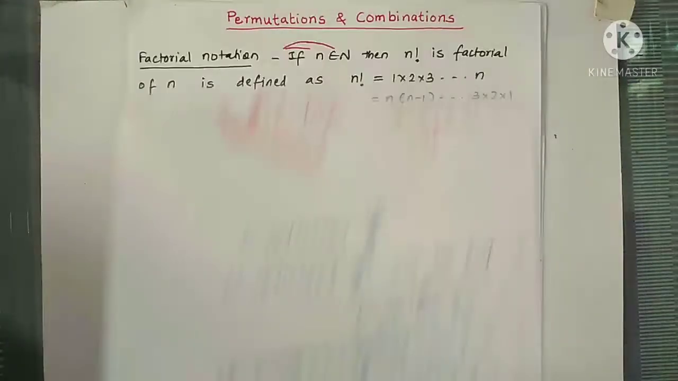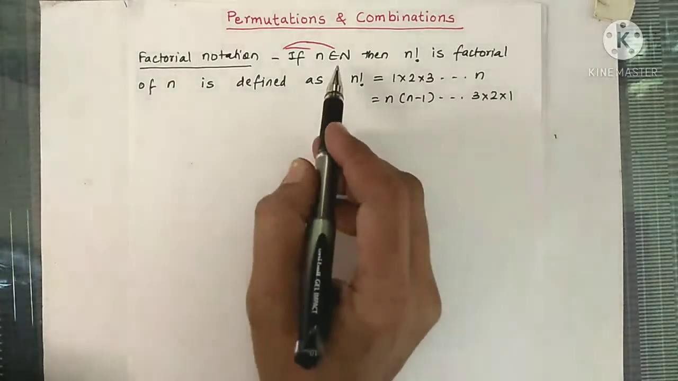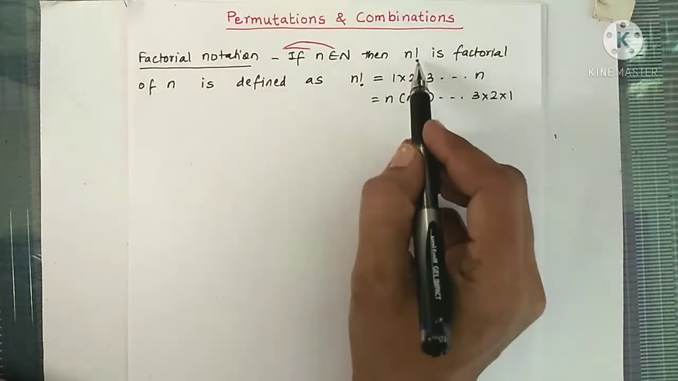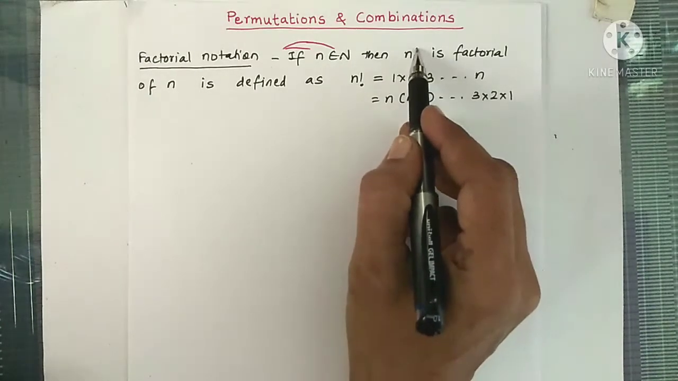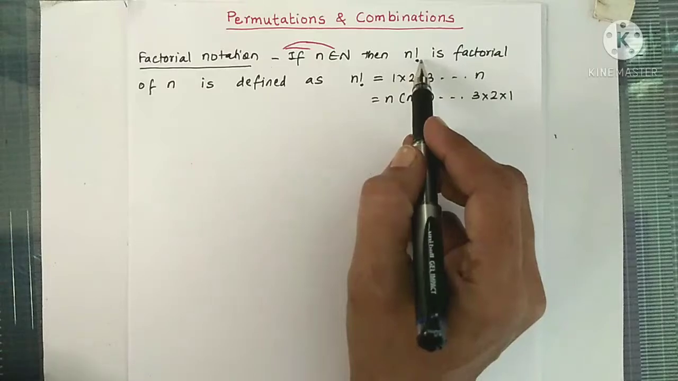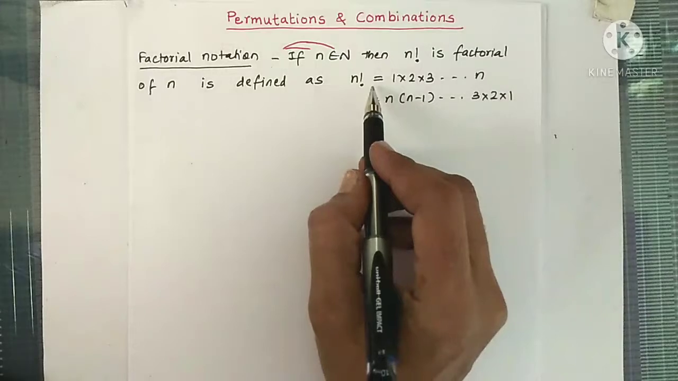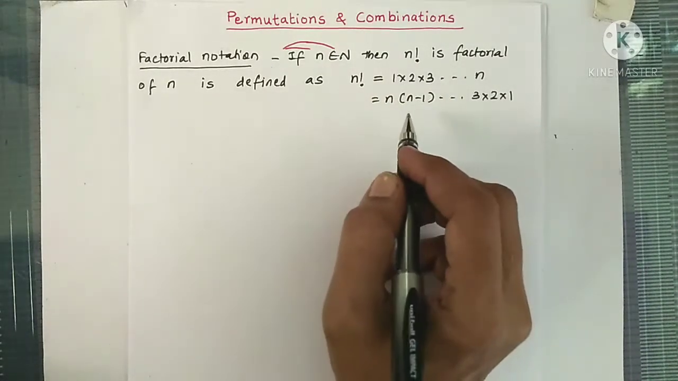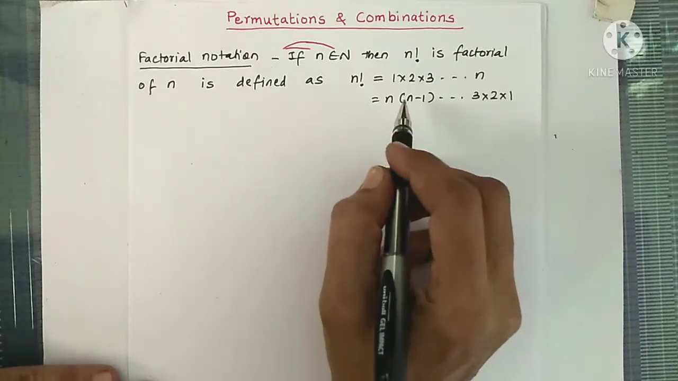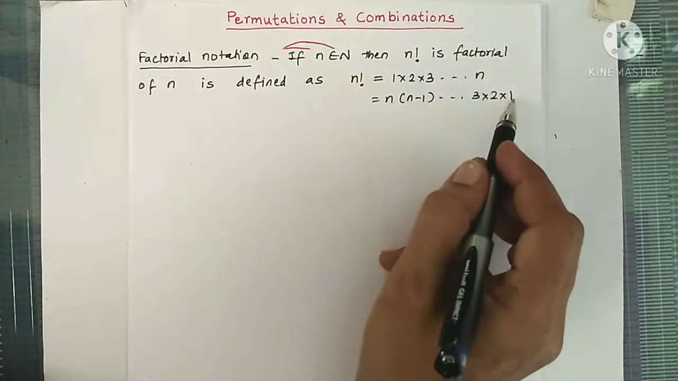So first of all, we are going to study the factorial notation. So what is factorial notation? If n is a natural number, then n with an exclamation mark is known as n factorial. We read this exclamation mark as factorial. n factorial is defined as n factorial equal to 1 into 2 into 3 up to n. First of all, n should be a natural number. Or you can write this backward as n, n minus 1, up to 1.